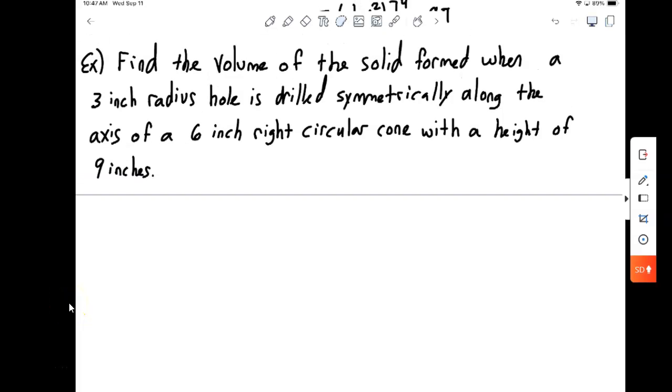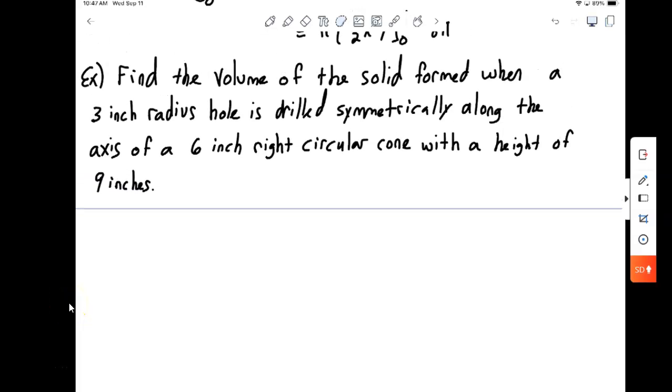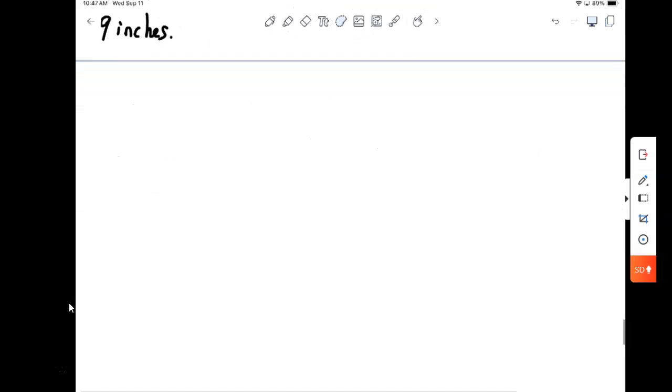Okay, so similar to the last section where we were dealing with a sphere that we are drilling a hole out of, this time we're taking a right circular cone. We want to find the volume of the solid formed when we drill a 3-inch radius hole symmetrically, right through the center along the axis of a 6-inch right circular cone with a height of 9 inches. A right circular cone is just a standard cone.